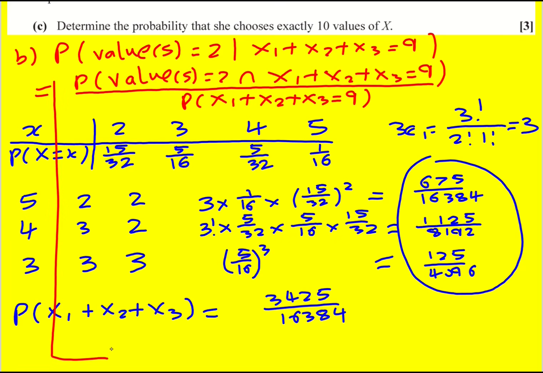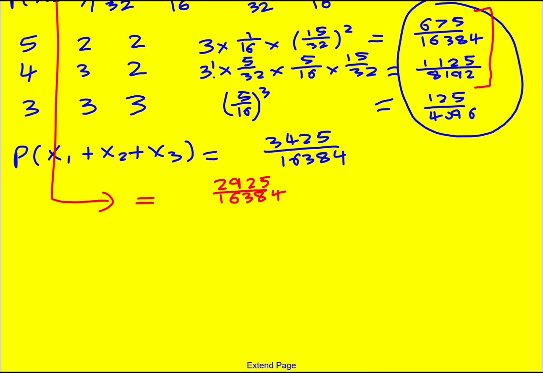So now back to our main probability, this one. I'm interested in when I get the sum of 9, but I get at least a value of 2. And that's going to be these two added together. It's everything apart from the 333. So if you add those two up, you actually get 2925 over 16384. And now we just have to divide by that other thing that we've just found.